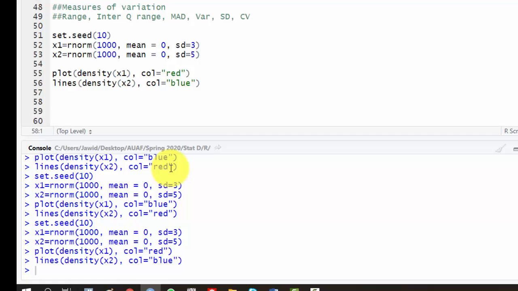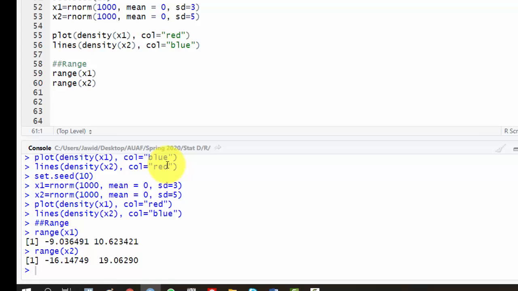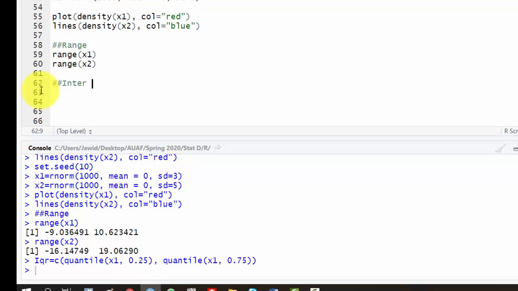Let's start with range. First one, range. The range of x1, for example, starts from -9 and ends at 10. And the range of x2 starts from -16 and goes up to 19. Now, if you compare the range as well, you see the range of x1 is a shorter interval compared to the range of x2.